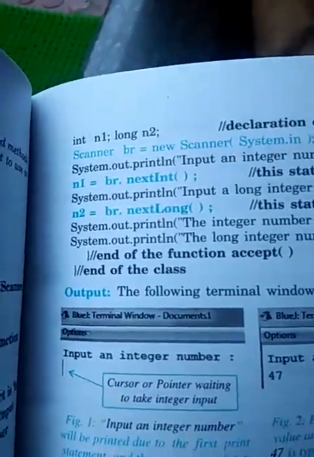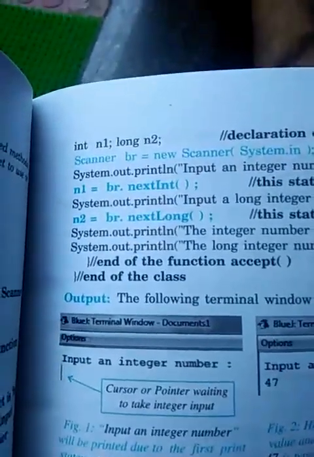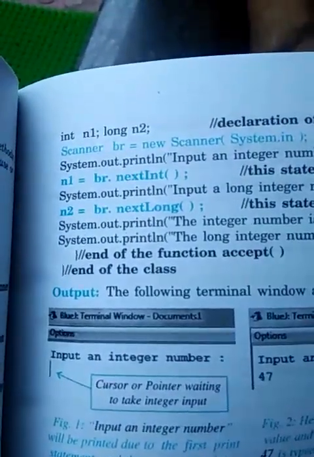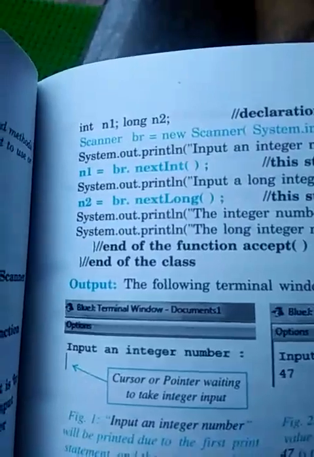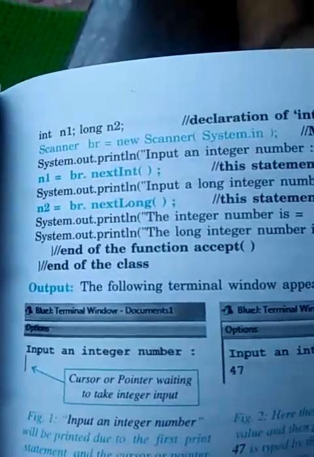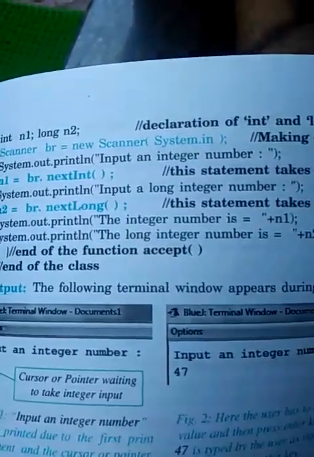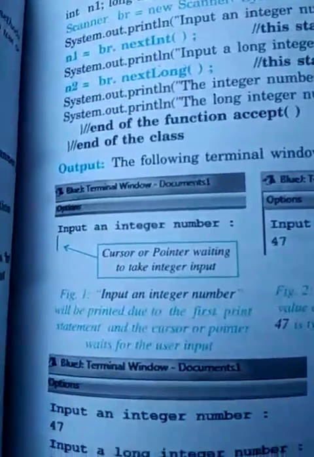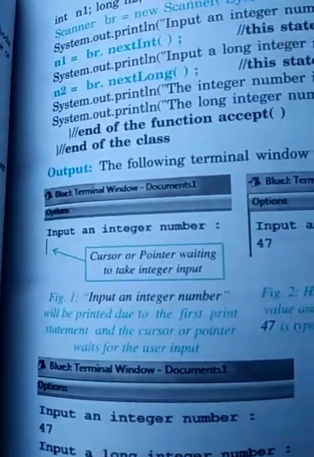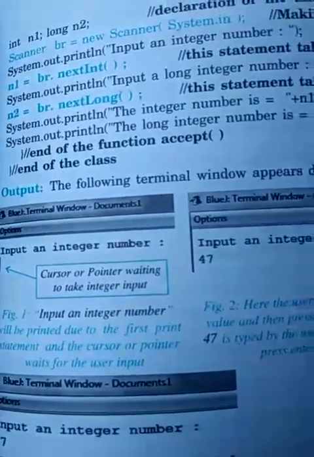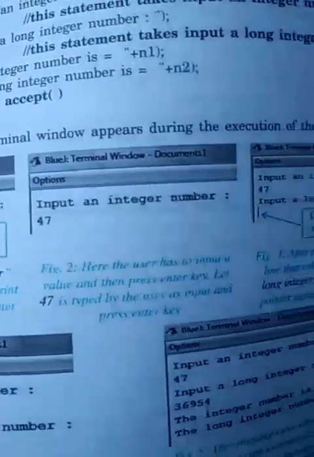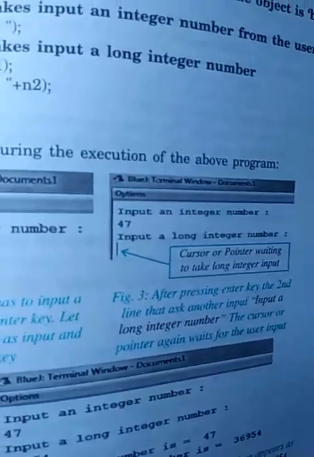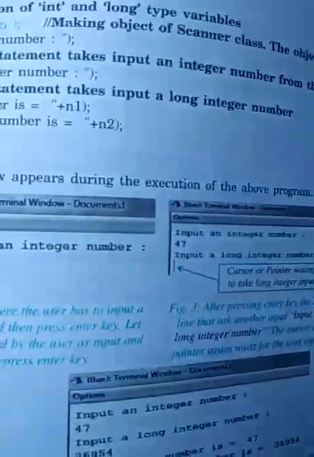In case of the second, to input a long number, n2 = br.nextLong(), so this is the statement to read long data from the user at the console. And we are printing here the value of the integer number is n1 and the long integer number is n2. And this is the screen. First the message will come, enter an integer number. The next statement will not execute until the user inputs integer data, or if you give a different category of data, then the system will display an error message on screen.